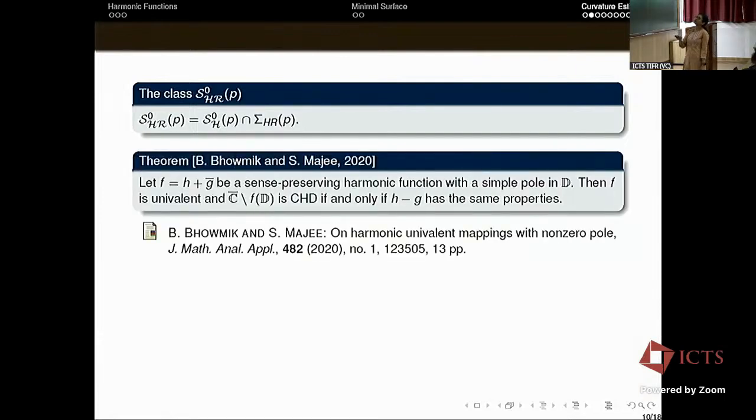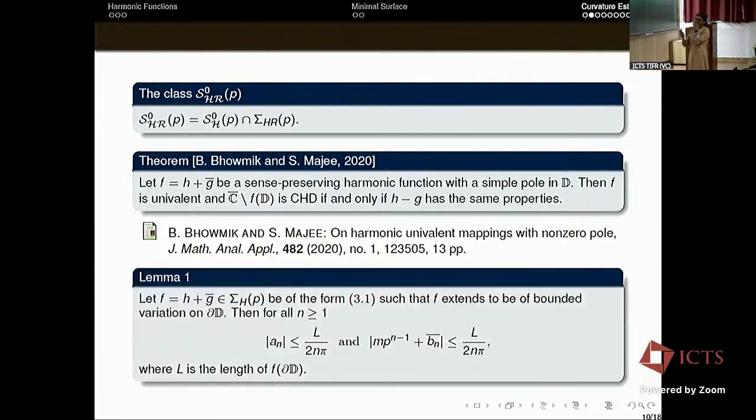In one of our earlier papers, we proved that if F is a sense-preserving harmonic mapping with a simple pole in the unit disk, then F will be univalent and the complement of F(D) will be a CHD domain if and only if the meromorphic function H minus G has the same properties. So basically this theorem extended the method of CR construction to the case of harmonic mappings with pole.